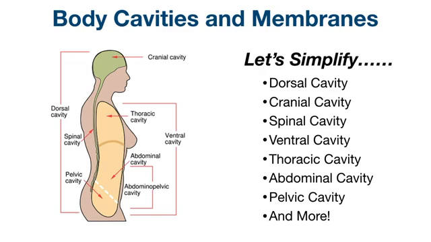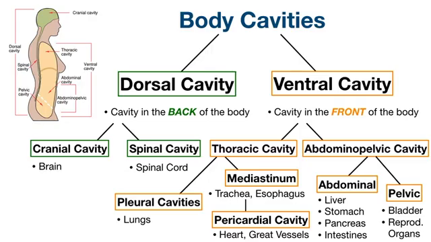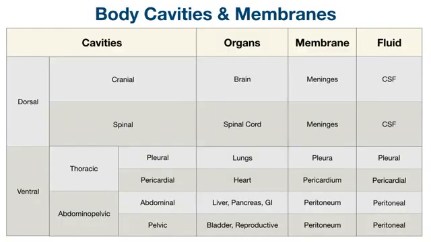In this video, we're going to simplify the different body cavities and membranes, and by the end of the video, you'll know this entire flowchart, as well as everything in the table, so make sure to watch until the end. We're going to come back to the flowchart throughout the video, and then summarize everything at the end with the table. Remember to turn on those captions down below and read along. This will help you remember everything. So let's get right into it.